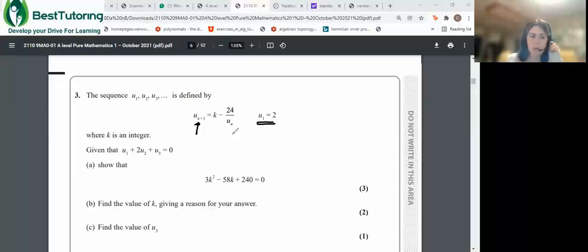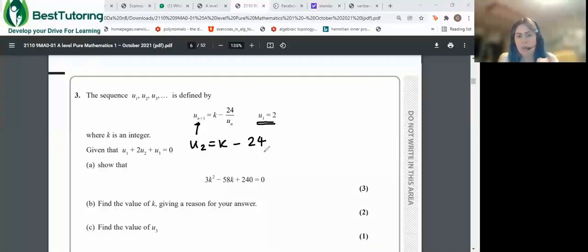Okay, so for example, I'll do u2 for you. So if n plus 1 is 2, then n is just 1. So you get that. So have a go with u3, and you should put it all together and hopefully get this quadratic. And then we'll go through it when you guys are ready.